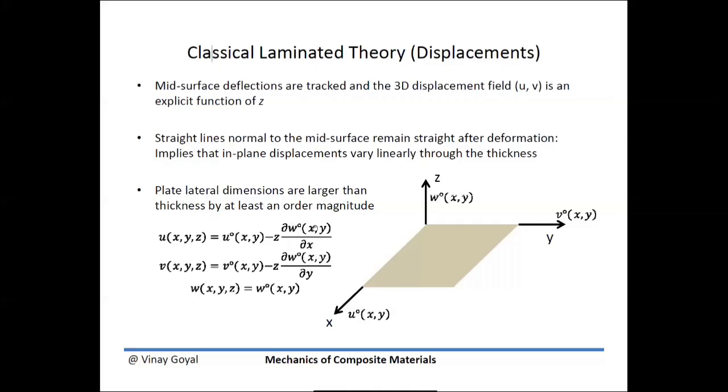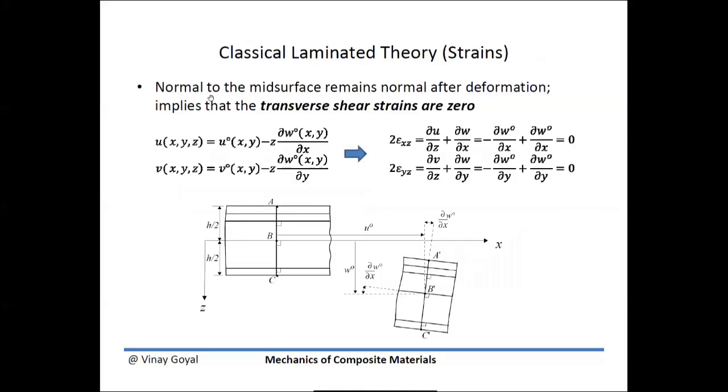And I will explain that a little bit more, but I want to remind you that we're assuming here that when the plate deforms and the plate is thin, the normal to the mid surface remains normal after deformation. That's a very important assumption that works very well for thin plates. So the normal to the mid surface remains normal after deformation. That implies that the transverse shear strains are zero.